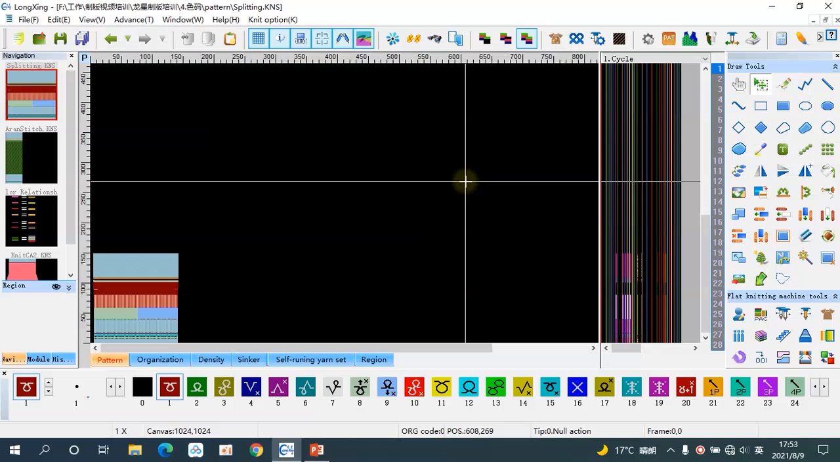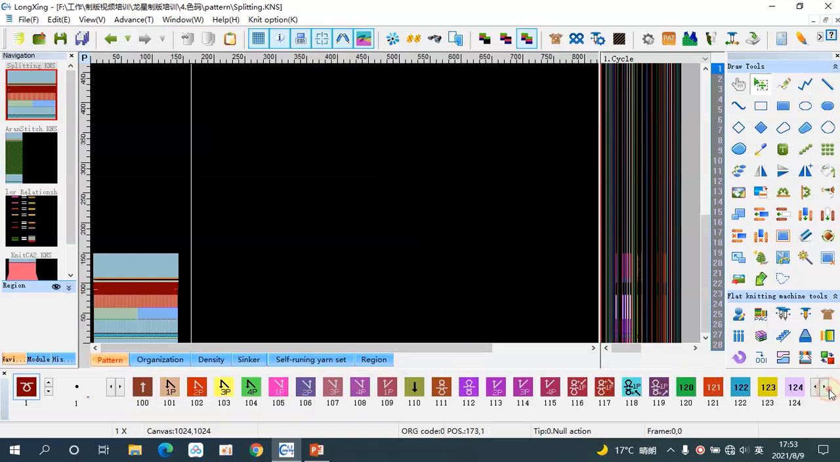In the Longxing pattern design system, all stitch colors can be seen in the palette. Now you can see the stitch colors include color 0 to 255. There are 256 colors in total. The colors look like a lot, but we will talk about groups later.